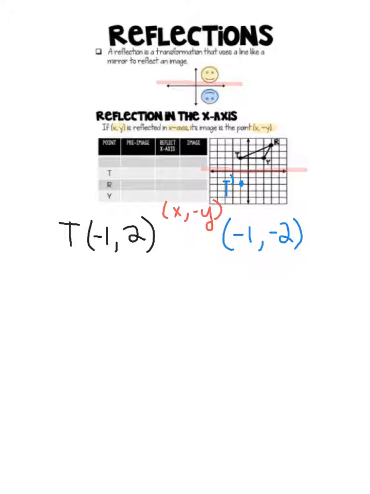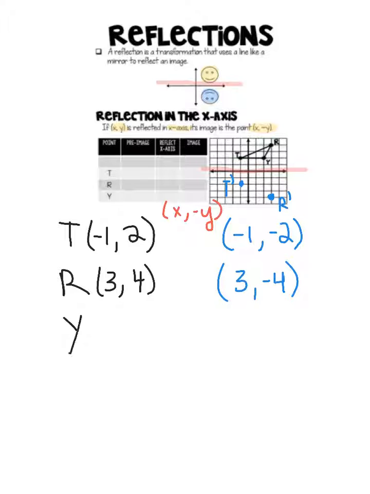Alright, next, point R. Point R is at 3, 4. So we apply our transformation, and we get 3, negative 4. Let me plot this in here. 1, 2, 3. 3, negative 4. So there's R prime, or our image, right? So R is our pre-image, R prime is our image.